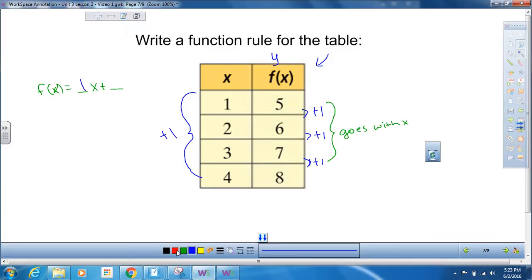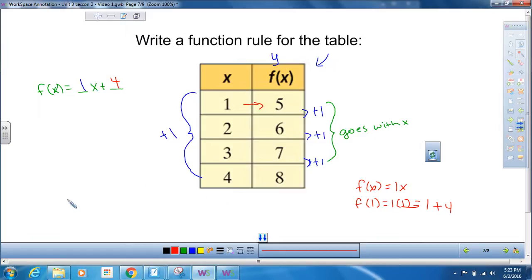Now, what I put in the second blank has to do with making this table true. So right now I have this function, f of x equals 1x. I haven't added or subtracted. So if I plug in 1 for x, my output is 1. But when I plug in 1 for x, I want to get 5. So what do I need to add to 1 to get 5? I need to add 4. So now this equation will make this table true.